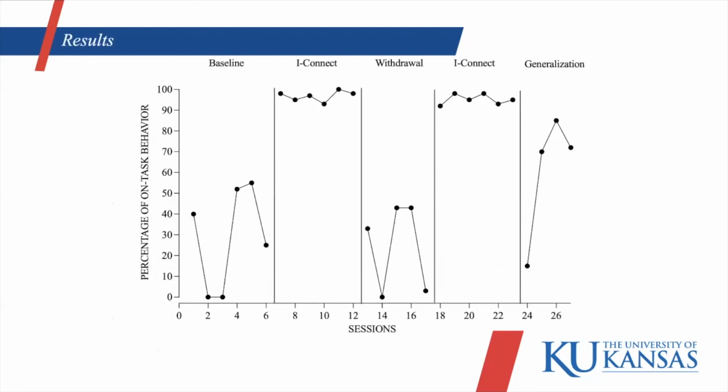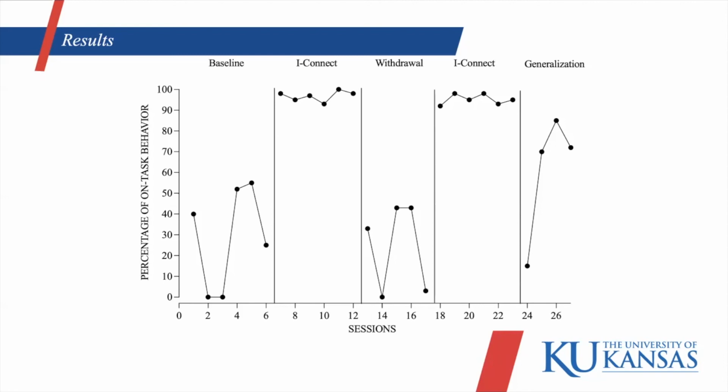Here are the results of Ron's on-task behavior during the study. As you can see, on the x-axis, we have sessions. On the y-axis, we have percentage of on-task behavior. First, you may notice in the first baseline phase that Ron's on-task behavior is highly variable but low. Once we introduced iConnect, Ron's on-task behavior increased to an average of 97%.